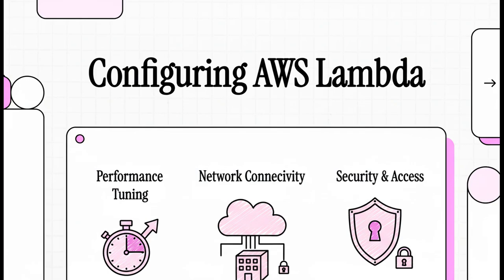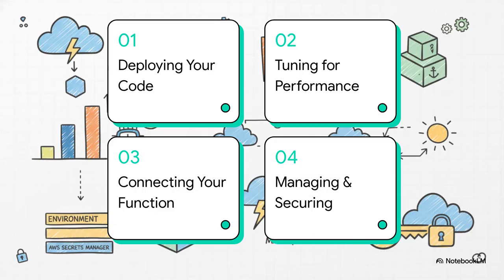Welcome to the Explainer. Today, we're going to talk about AWS Lambda, specifically all those core configuration options. We're going to cut through the dense documentation and turn it all into a super clear, practical guide so you can really master the settings that control your serverless apps. We're going to break this down into 4 key parts.